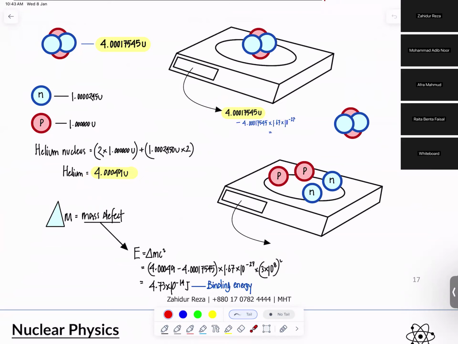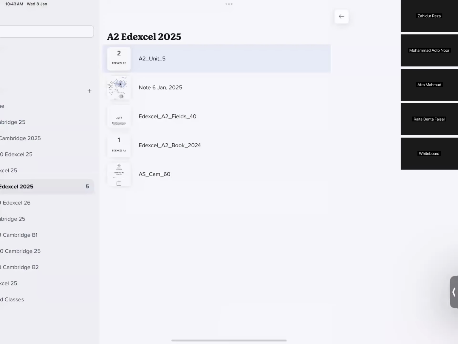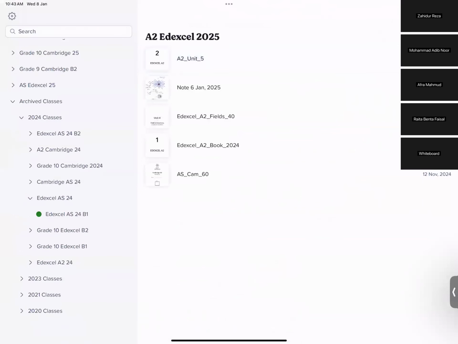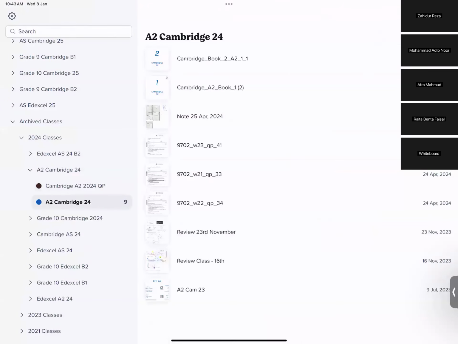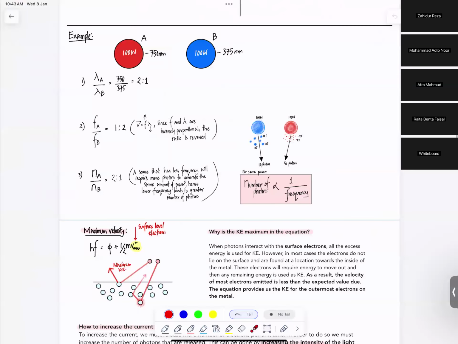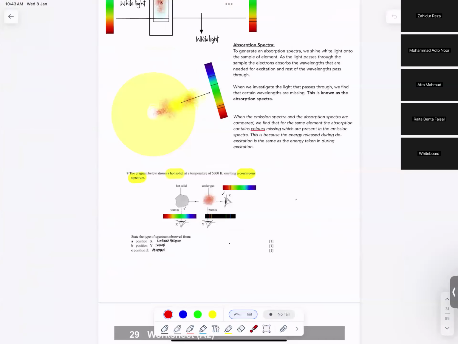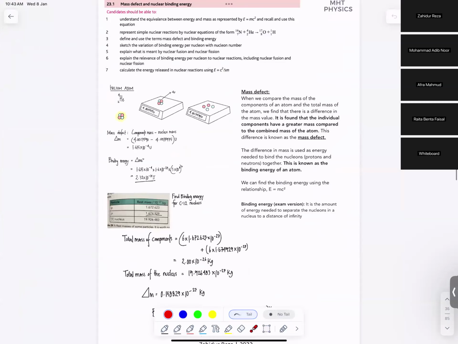And once we do the calculation, we find that there's a mass defect. And using the mass defect, we can find the binding energy of this atom. So yeah, this is what binding energy is. Now the question is what to do with this information. We now understand there's binding energy, but what do we do with this information? I'll show you that in a minute.